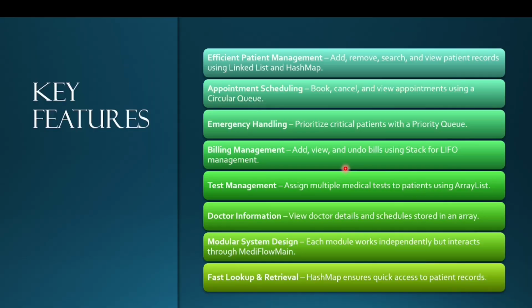Now, let us move to the key features. The MediFlow system provides several important features. It enables efficient patient record management using linked list. Appointments are handled using circular queue to maintain proper scheduling. Emergency cases are managed with priority queue, ensuring critical patients receive immediate attention. The system also supports test management and billing, making it easier to track patient services and costs. Overall, the project demonstrates the practical use of data structures in a real-world hospital management system.